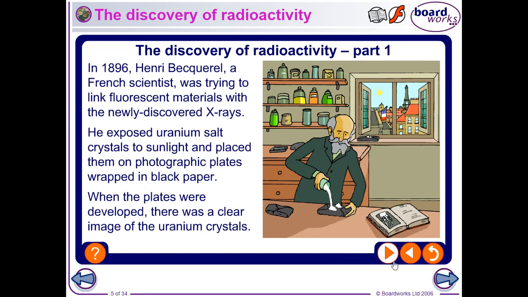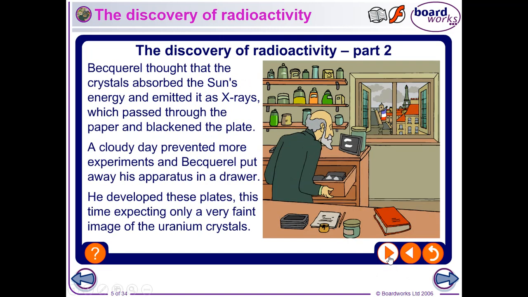And he thought it was the sun causing this, the energy from the sun going into the salts and then coming back out again. But then one day, it was a cloudy day, so he gave up on his experiments and put everything away into a drawer. When he developed these plates on the cloudy day, he got a faint image of the uranium crystals, which he was very puzzled about because there was no sunlight getting to them. So he worked out that it was the actual uranium salts that were giving out some kind of radiation by themselves.